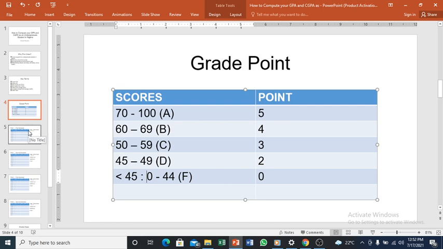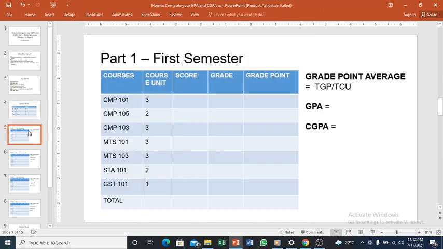Now, let's begin to take a practical example because I'm a computer science lecturer. I'm a lecturer of computer science in one of the universities.